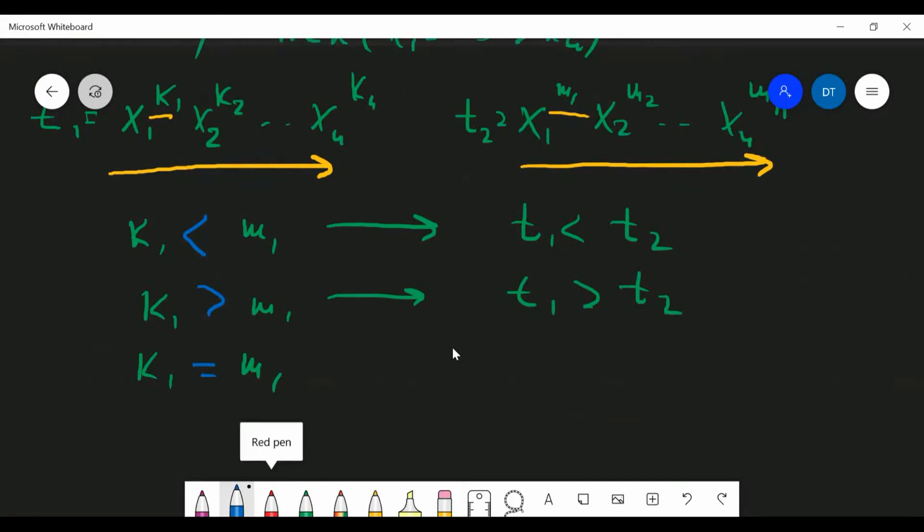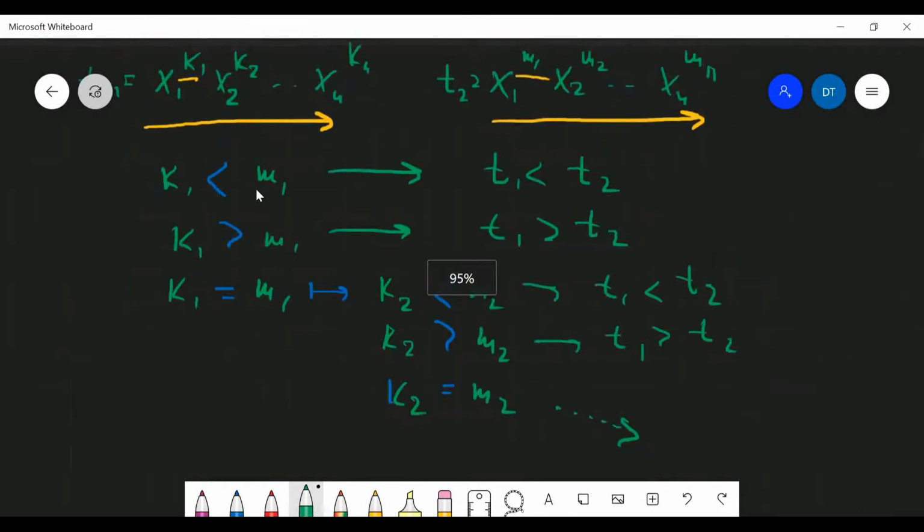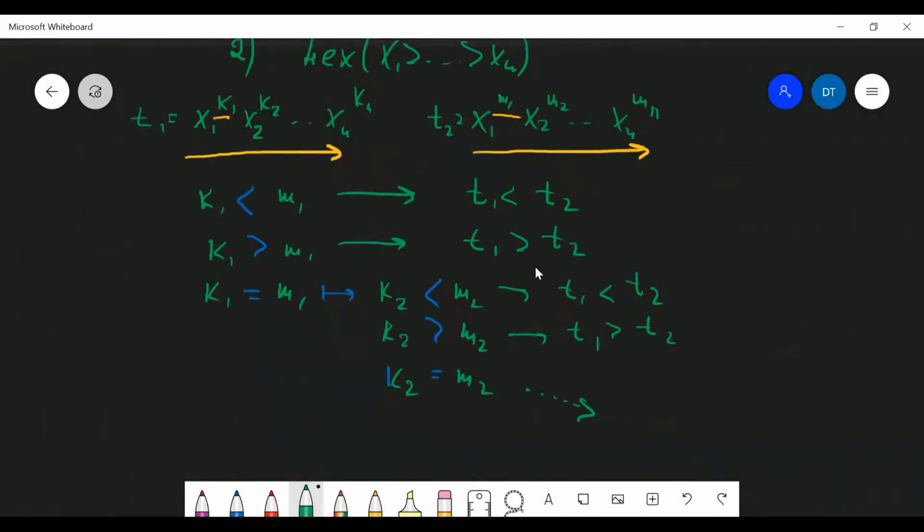In this case, we need to switch to the second variable and compare the degrees of x2. So we start comparing k2 and m2. And here we have three options again. Either k2 is smaller than m2, or k2 is greater than m2, or they are equal. In the first case, again, we say that T1 is strictly smaller than T2. In the second case, we say that T1 is strictly larger than T2. And in the third case, we go to the next variable, and so on. In such a way, we go through the degrees of all the variables, and we can compare any two monomials. So this is how the procedure works.